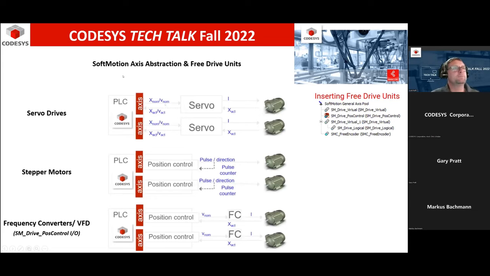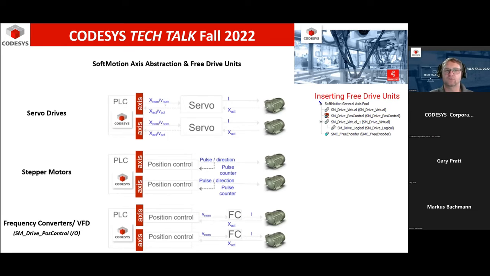This specific thing talks about SoftMotion abstract and free drive units. The free drive units, I just want to be clear, I put that on here. What that's referring to is that inside there we have some drive units, and you can feel free, if you have CODESYS at your place, to open it up. It really has drive units. We're going to talk about virtual. It has this SM drive position control. And then there's one called drive virtual, but then it's a logical drive underneath. And this is really more for adding a logical drive, some kind of drive unit.